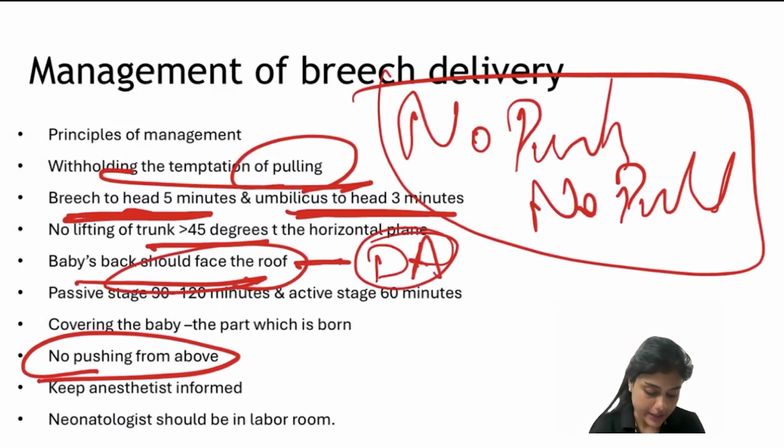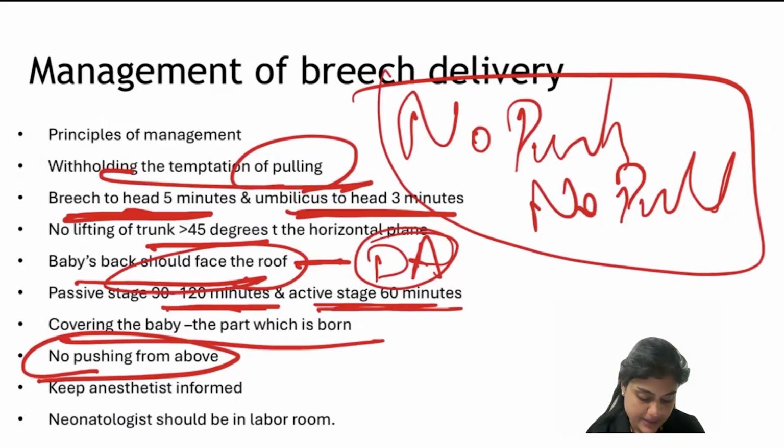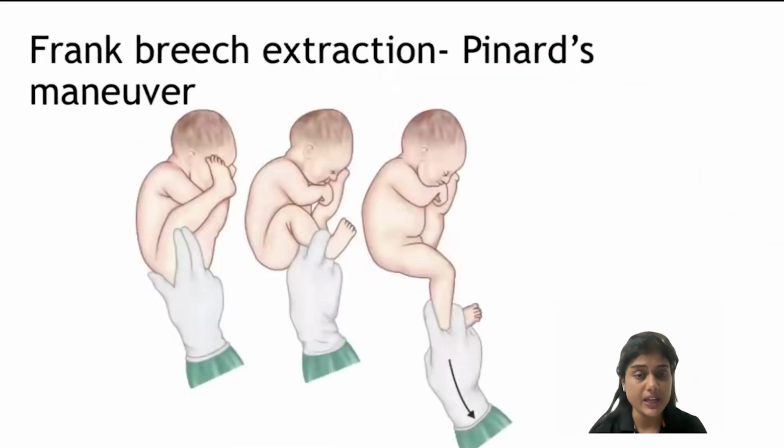So dorso anterior position. Passage of stage of 90 to 120 minutes, and active stage of labor almost 60 minutes. Covering the baby's part when it is born. Whenever the breech is born, you should take a breech towel and cover to prevent hypothermia. It will take almost 3 minutes to deliver the baby's head, isn't it? Neonatologist should be available and anesthetist should be informed.